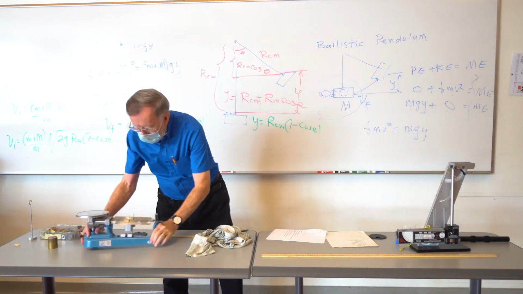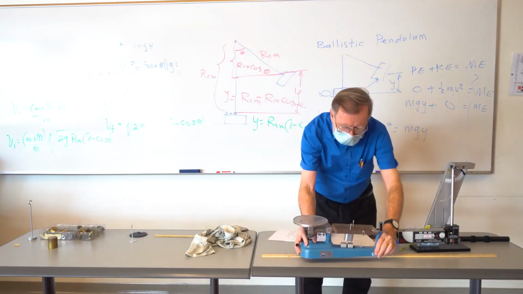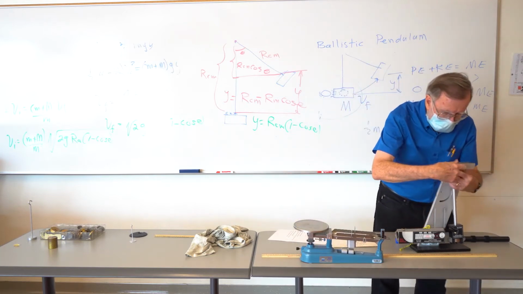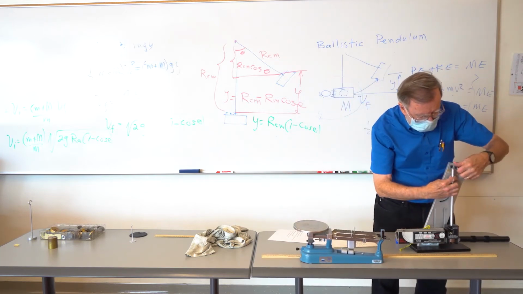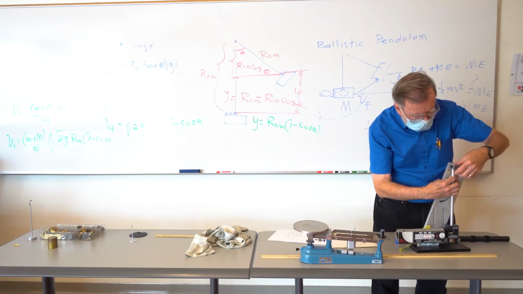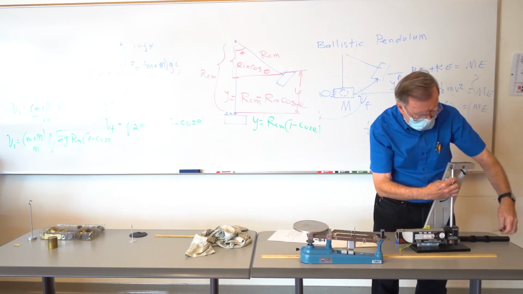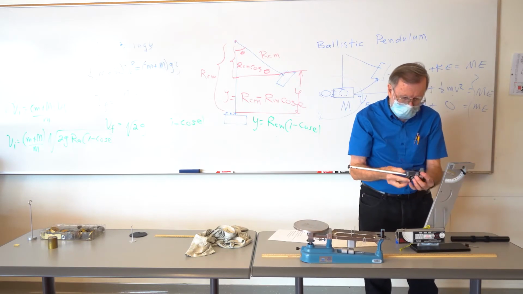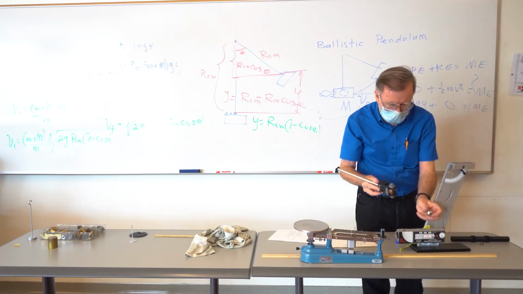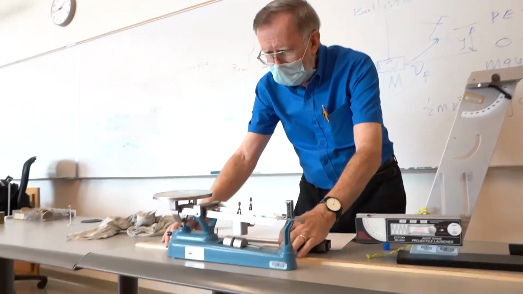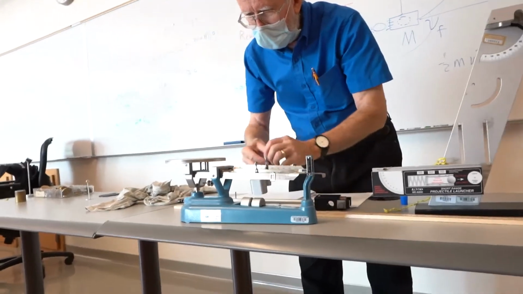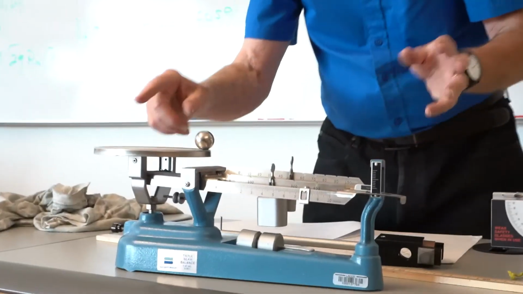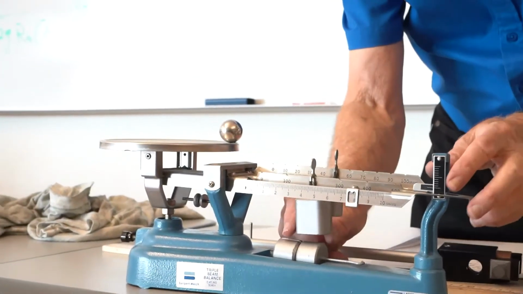So, I'm going to remove the pendulum. There's a little axle here. Just going to pull that out, remove the pendulum, take the steel ball out. Let's do the steel ball first. Doesn't have to be exactly in the center for it to be a correct measurement.